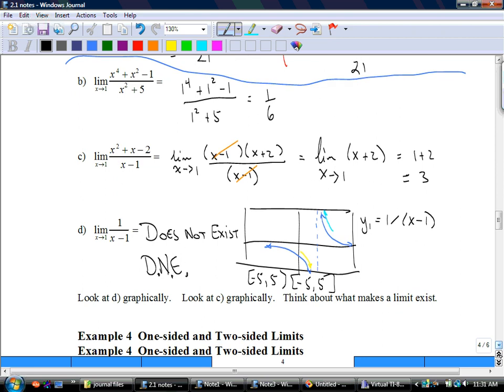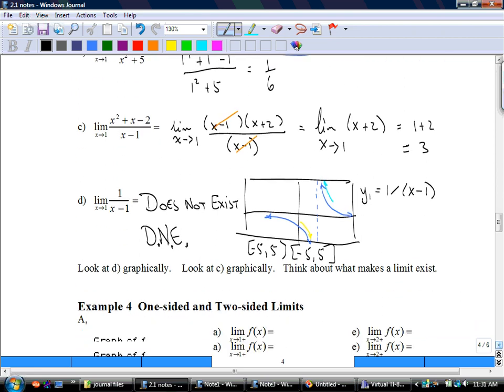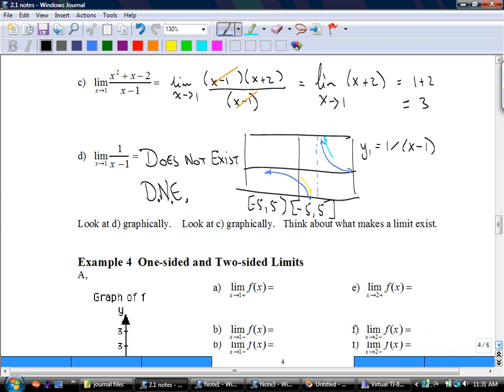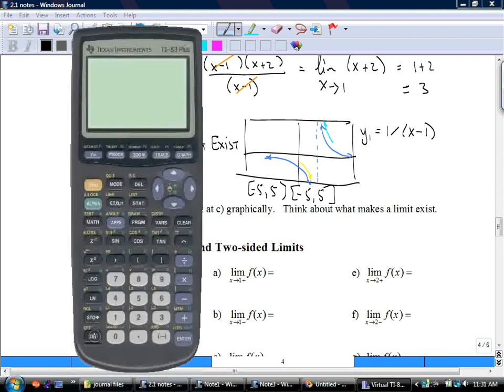Okay. Flip the page. Oh, wait. Sorry. No. You'll find out in a second.